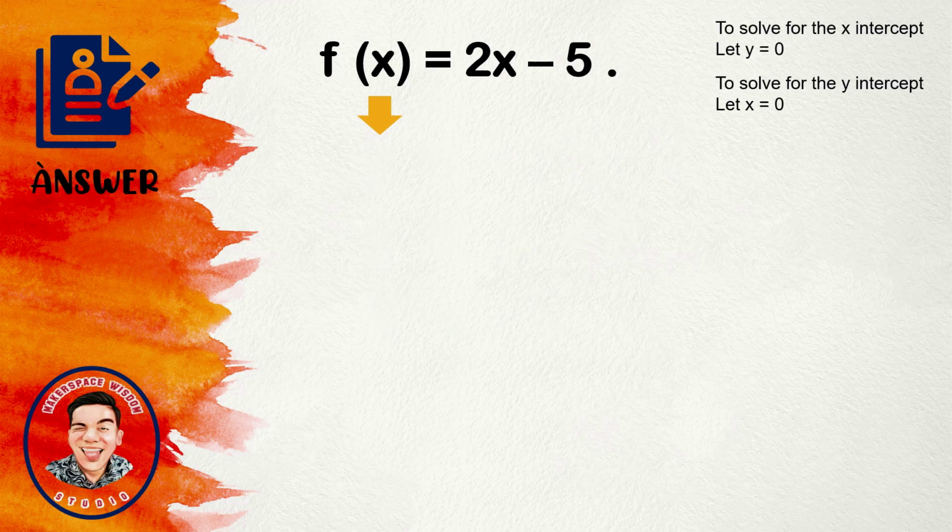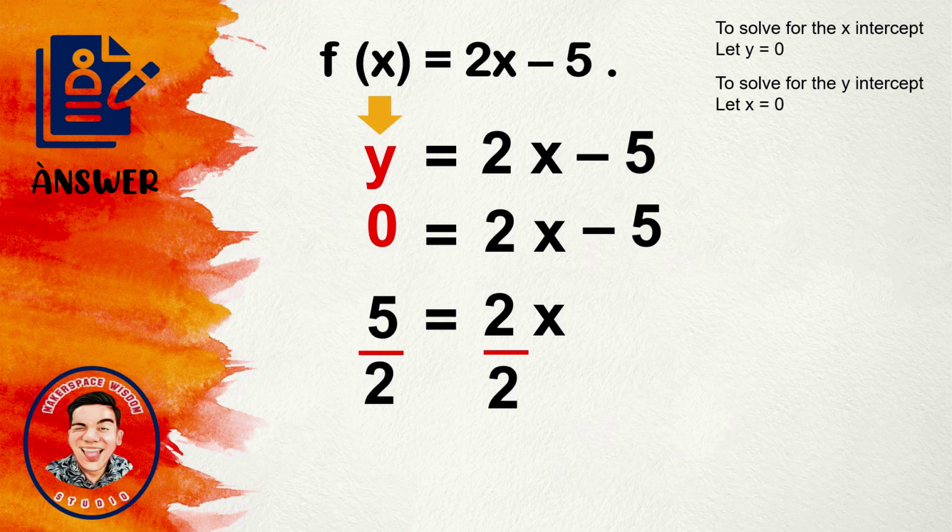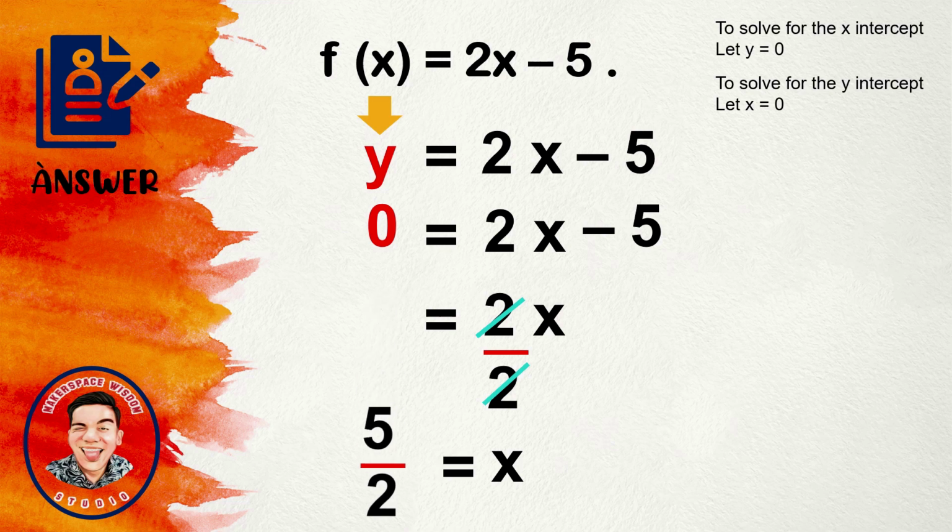Meanwhile, to solve for the x-intercept, we let y equals to 0. So we have here 0 equals 2x minus 5. Transposing minus 5 to the other side, this will become positive 5 already, because we transpose it to the other side from negative, it will become positive, positive 5, which is equal to 2x. Divide both sides by 2, we can cancel 2 there, so that is x is equal to 5/2.